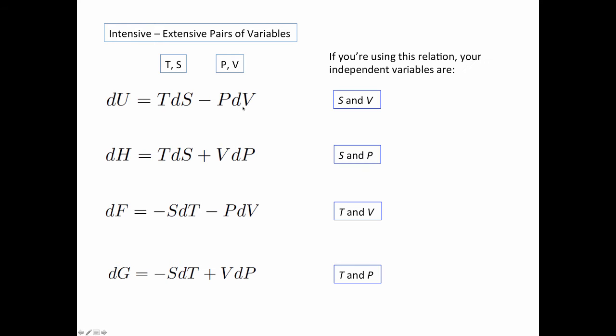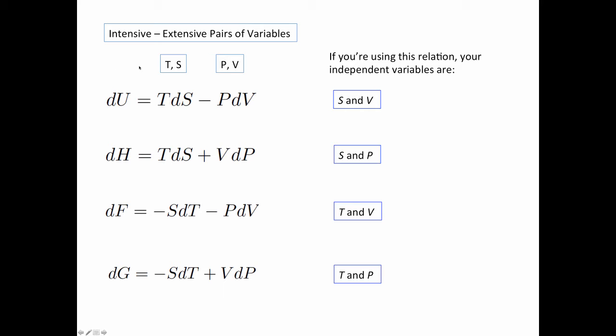Now, the variables that are changing tell you what the independent variables are when you use that particular relation. So if you're using this thermodynamic identity in a problem, then the independent variables are S and V. For enthalpy, the independent variables are S and P, and so on. T and P will themselves be functions of S and V. So once you determine S and V, you can determine temperature and pressure and so on via an equation of state.